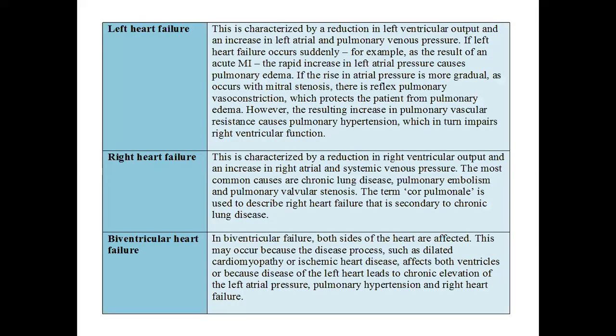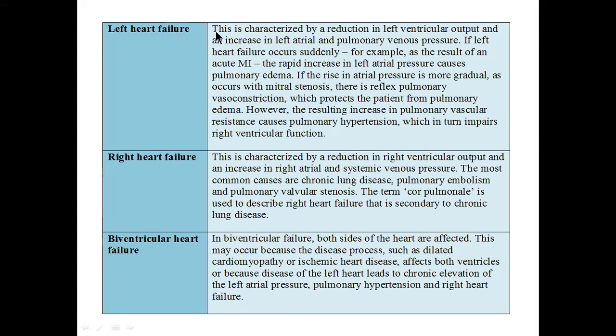So the old classification of heart failure was clinical. Until now, we use it. And it's according to which side of the heart is predominantly affected. Is it the left side, or is it the right side, or is it both? So we can have either left heart failure or left ventricular failure, right heart failure or right ventricular failure. And we have biventricular failure in which both ventricles are failing. So let's try to discuss these three types.